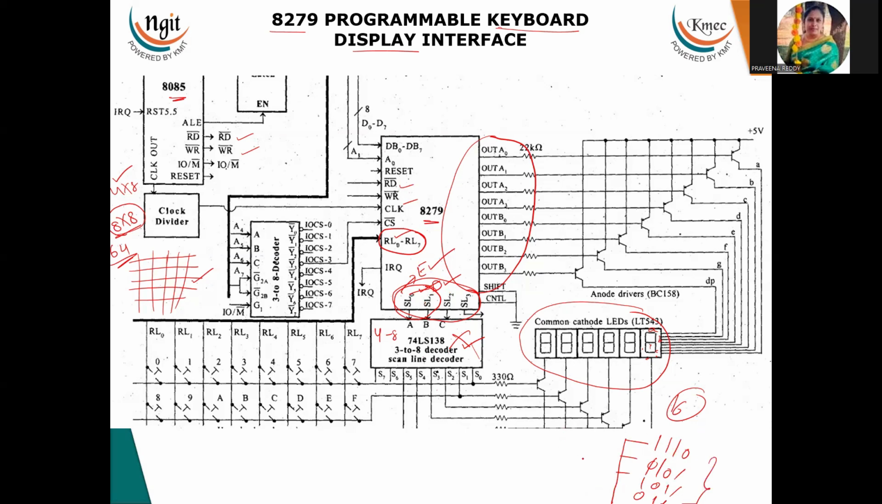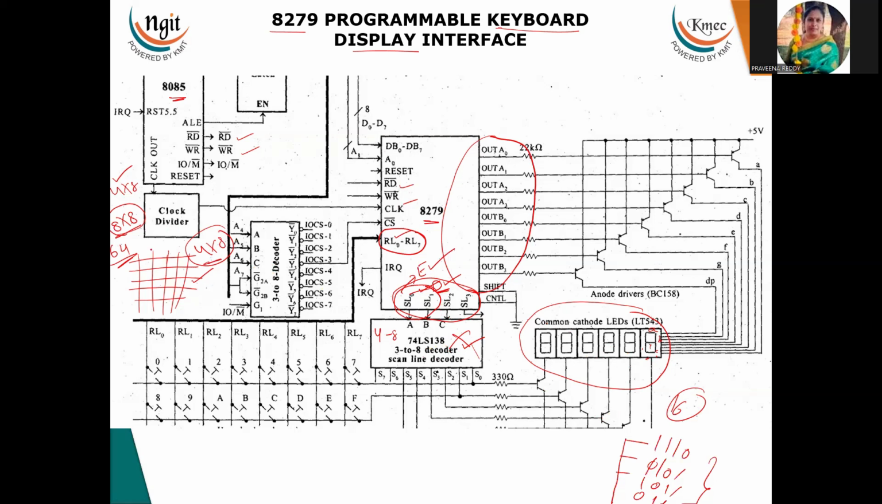And by using these 4 scan lines, a maximum of 4 seven-segment displays can be displayed. Also here the 4 by 8 matrix can be achieved. So this is called the decoded mode. It means that without using any external IC, we can go only up to 4 by 8, and only 4 LEDs can be displayed.